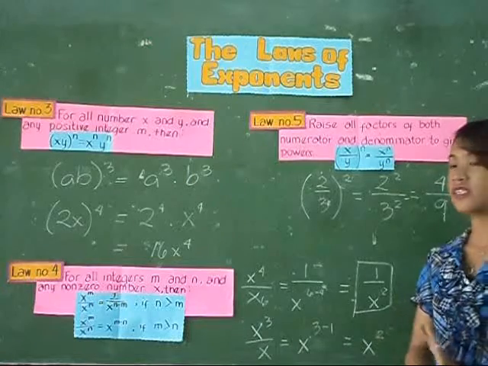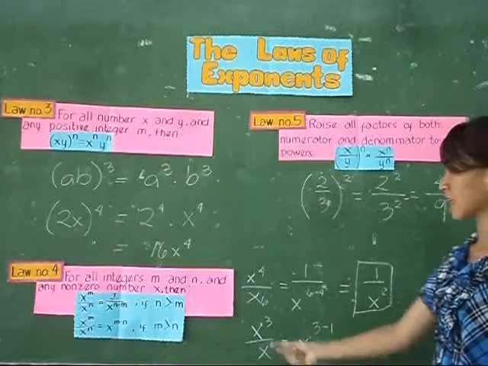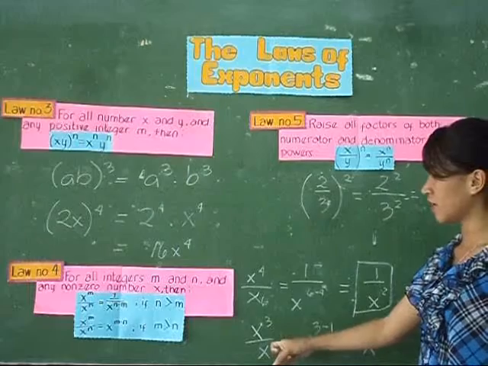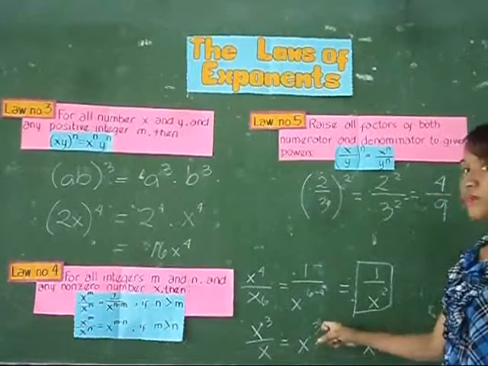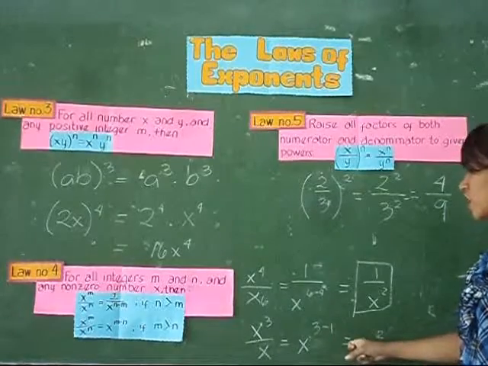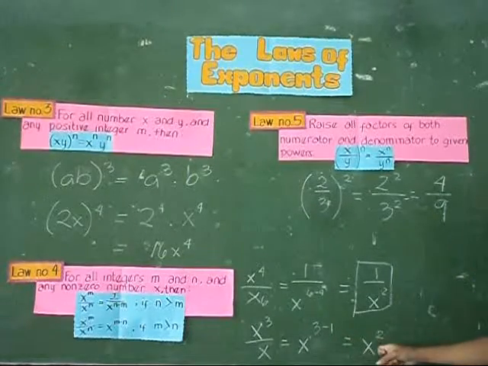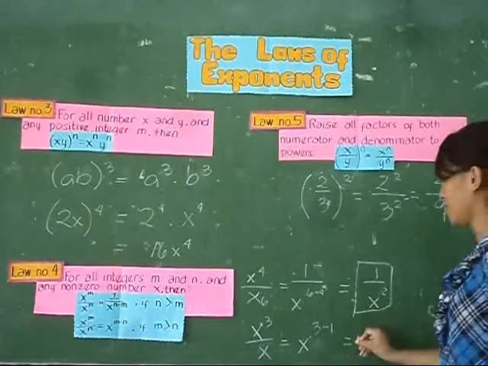We have the second example, which is x to the power of 3 over x equals x to the power of 3 minus 1. Then it will come up with the final answer, which is x to the power of 2.